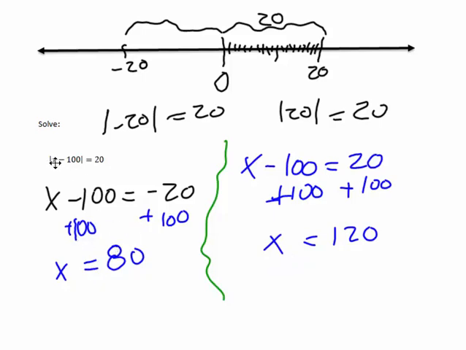And if I want to check my work, it's no big deal. x equals 80, so I put 80 in here. Well, 80 minus 100 is negative 20. And the distance away from 0 for negative 20 is 20, so that satisfies that. And I take this 120 and I plug it into the original. 120 minus 100 is 20. Well, absolute value of 20 is 20, so that definitely satisfies there.